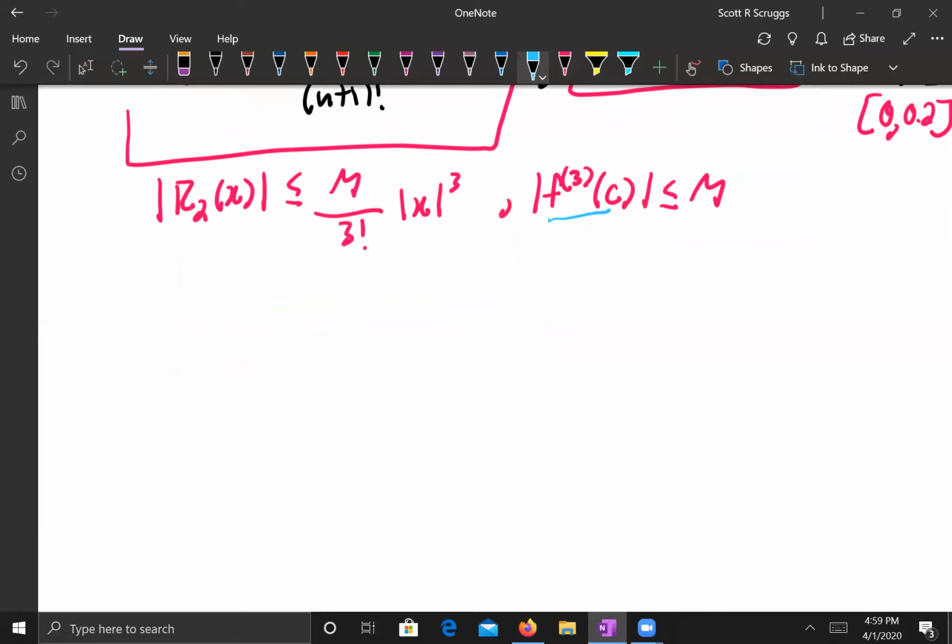What do you think is 1, out of curiosity? Because f3 of c would be the third derivative of sine x, plugging in our value of c, correct? And so the negative cosine of 0.2, I did this calculation earlier, the absolute value of that at least is 0.98. So I'm getting a sneaking suspicion that that's less than or equal to 1.